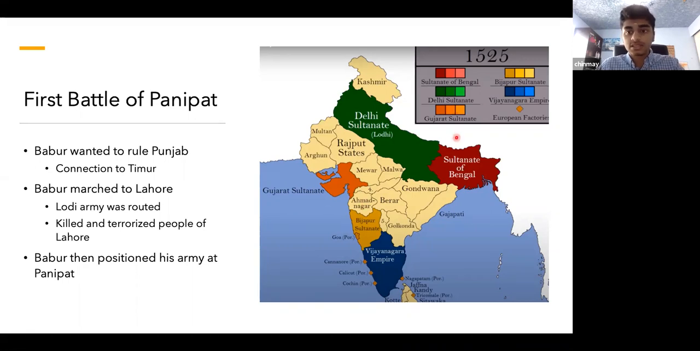So you can see that during this time, you still have the Vijayanagar Empire that's powerful in the south, the Deccan Sultanates, the Gujarat Sultanate, and the Rajput states. Mewar is the primary state, as we can see from its size and prominence, and this entirety would be the Rajput states, which here just says Rajput states because there are many small states. So it's hard to show all of them on this map.